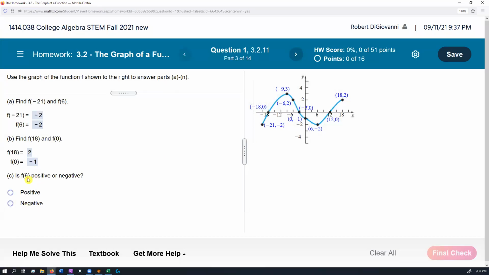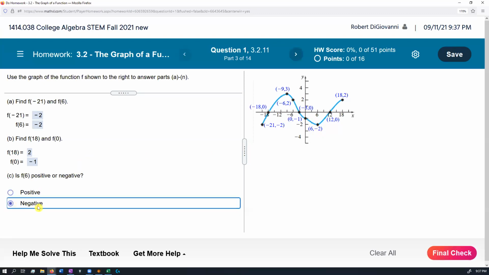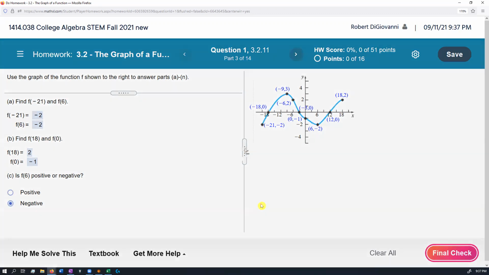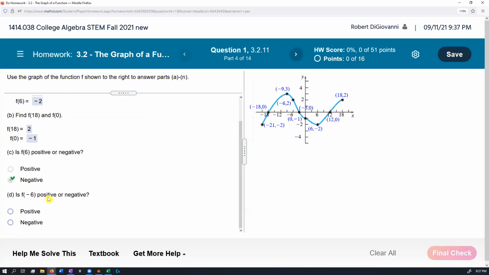Okay, is f of 6 positive or negative? When you plug in 6, you get negative 2, so it's a negative number. Okay, when you plug in negative 6, what do you get? You plug in negative 6, you get 2, so it's positive.